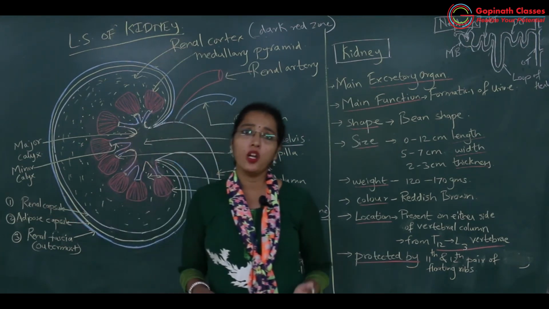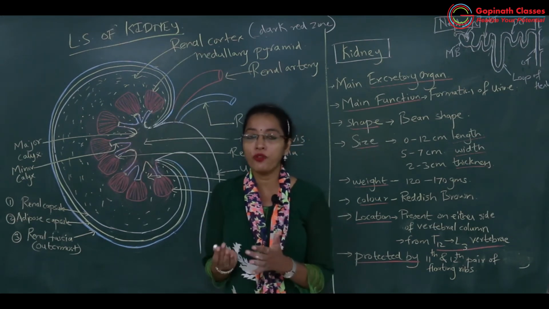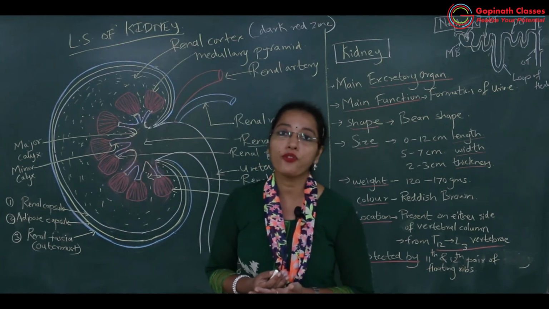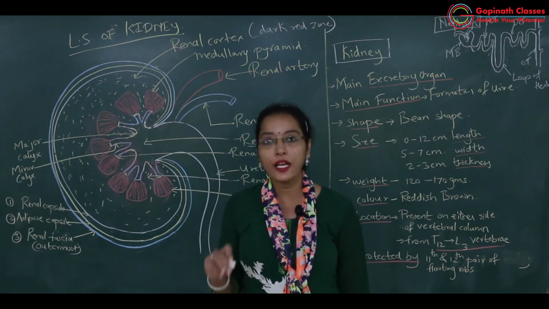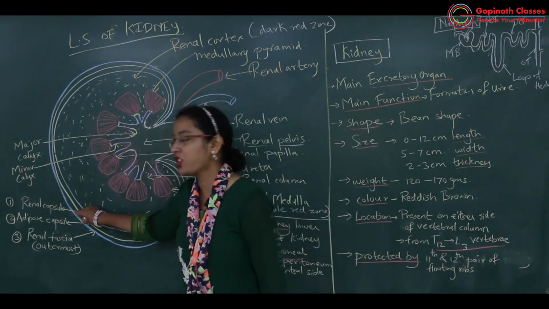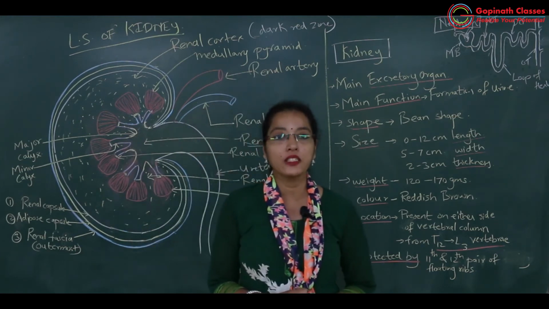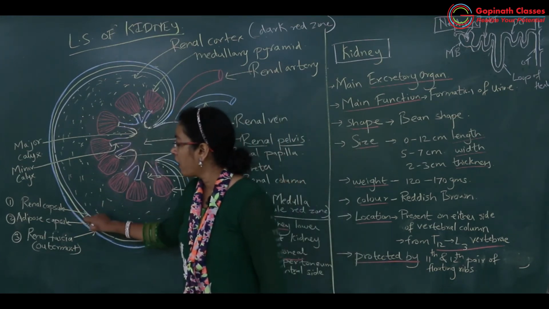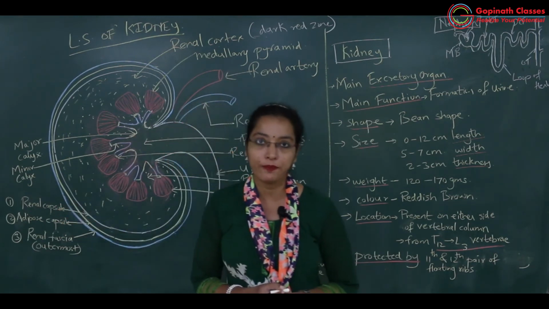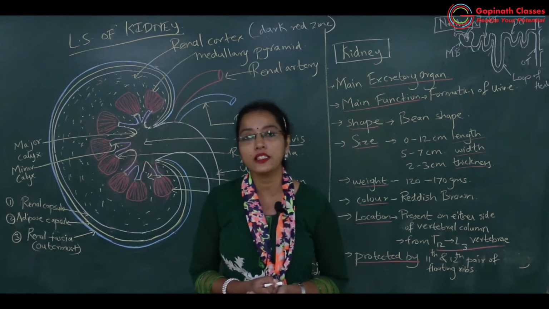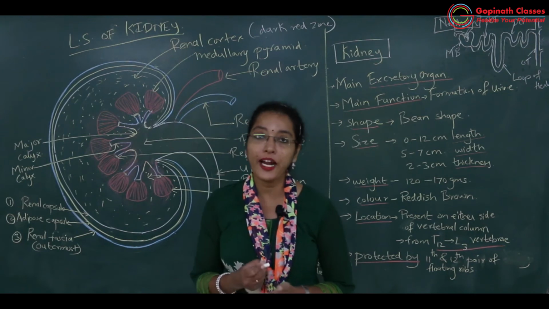Okay, as I told you, any organ should have a protective covering, and for protection purpose fibrous tissue is there, that is white fibers. Renal capsule is the innermost covering of the kidney, which is made up of fibrous connective tissue. Just next to the renal capsule, there is the adipose capsule. The adipose capsule consists of peritoneal fat. Okay, it contains fat.